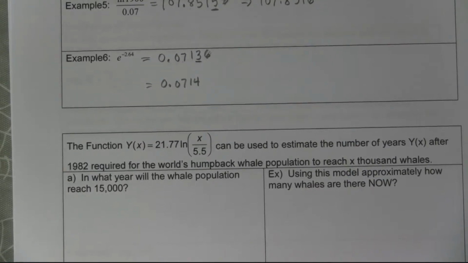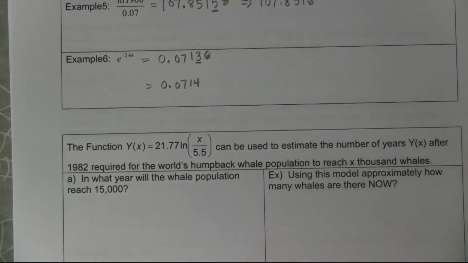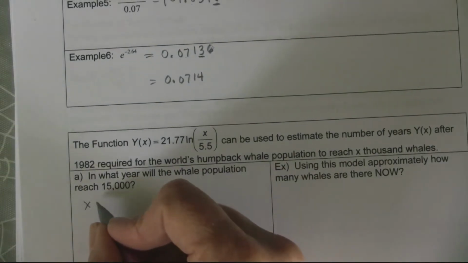But it says the function y at x equals 21.77 natural log of x over 5.5 can be used to estimate the number of years, y stands for years, after 1982, required for the world's humpback whale population to reach X thousand whales. In what year will the whale population reach 15,000 whales? So remember, this was X thousand whales.